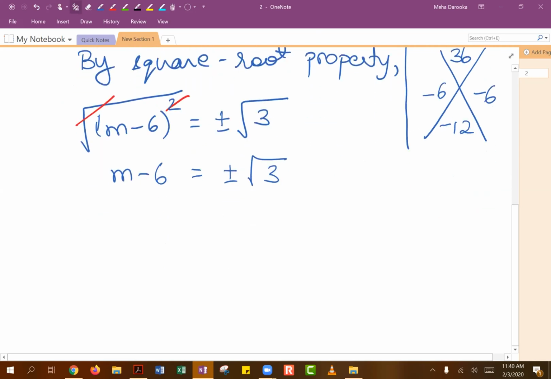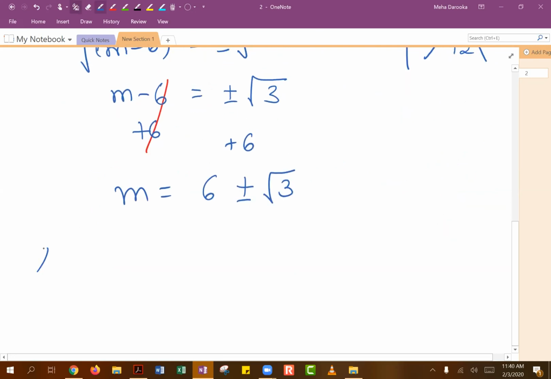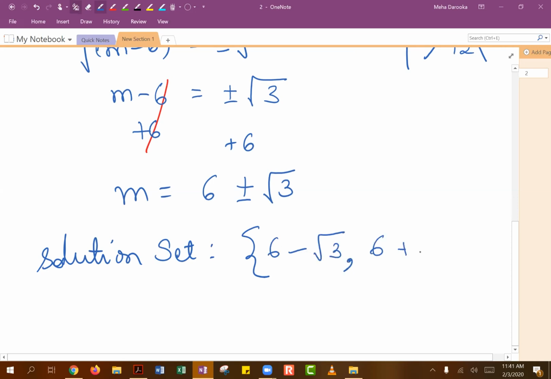So what's the last thing we need to do here? Very good. Move that 6 to the other side. So we should have positive 6 plus or minus square root of 3. And that plus or minus is where we're getting our two answers coming from. So your solution set is going to be 6 minus square root of 3 and 6 plus square root of 3. So one's with the minus sign, one's with the plus sign.